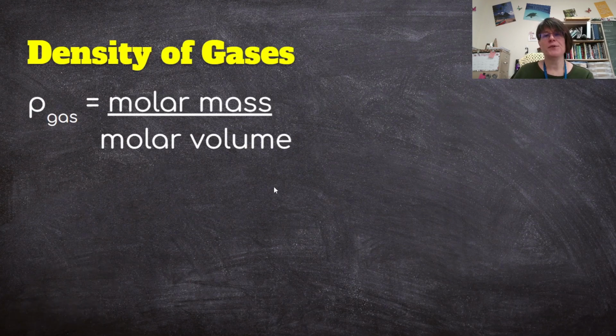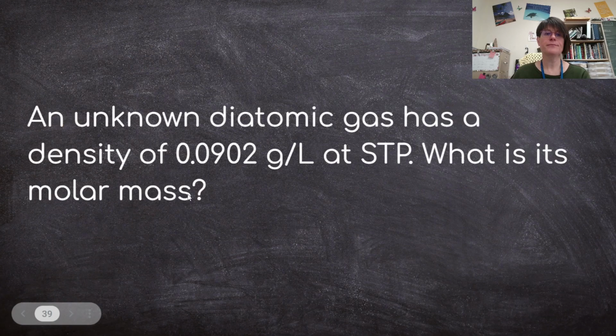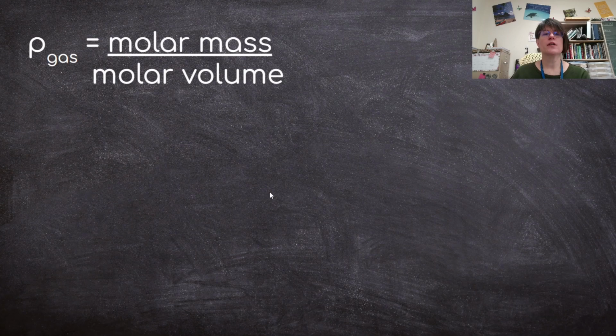Now, the final thing we can do now that we know molar volume is we can find the density of gases. Now, this funny letter here is the Greek letter rho, and that stands for density. So the density of a gas equals molar mass over molar volume. So a problem we might have is an unknown diatomic gas has a density of 0.0902 grams per liter at STP. What is its molar mass? So here's our formula, density, molar mass, molar volume.